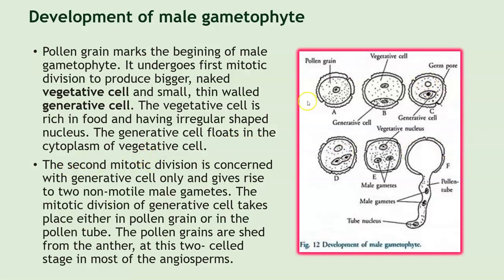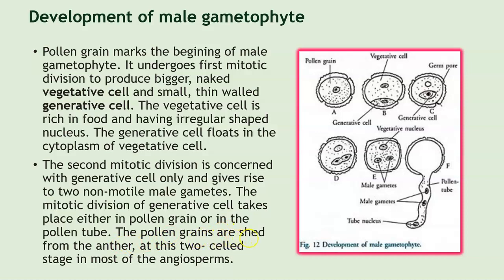Have a look at this figure here. This is the structure of your pollen grain, and then you have it divided into two parts. One is the vegetative cell and the second part is the generative cell. Now, the second mitotic division is concerned with the generative cell only, and it gives rise to two non-motile male gametes. The mitotic division of the generative cell takes place either in the pollen grain or in the pollen tube.